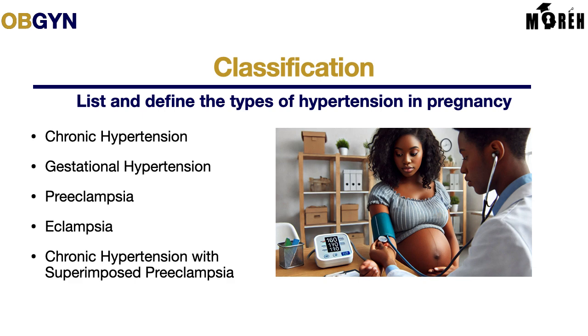And lastly, we have chronic hypertension with superimposed preeclampsia. So this is where the first appearance of blood pressure happened before 20 weeks, but after 20 weeks, there's an appearance of proteinuria. So we're saying this is chronic hypertension with superimposed preeclampsia. And it's very important to know the different classifications because it will help us in our management.